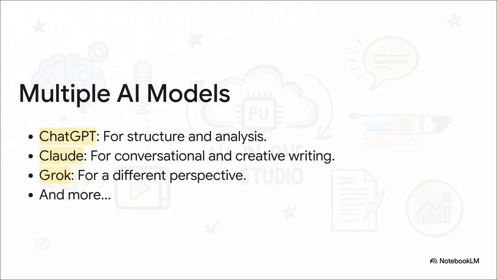Here's another huge advantage. You get to choose your AI. While Notebook LM locks you into Google's Gemini, YouMind gives you access to a whole menu of top-tier AI models. You need a really solid structure for your article? Switch over to ChatGPT. Want a more creative, conversational tone? Just toggle over to Claude. You get to use the absolute best tool for the specific task at hand, all inside the same project.